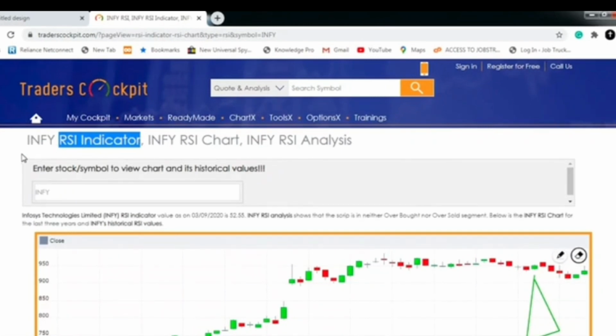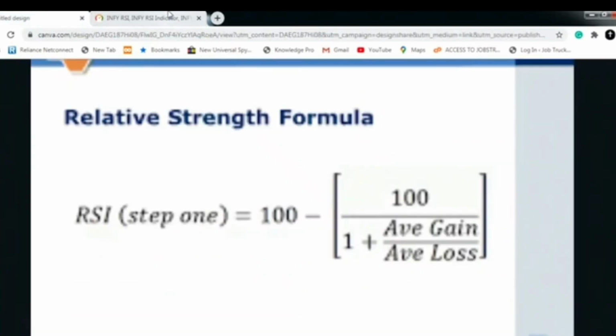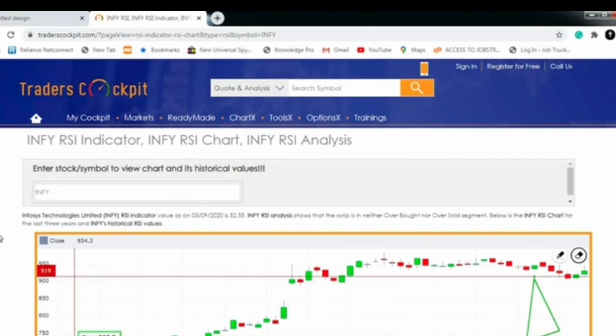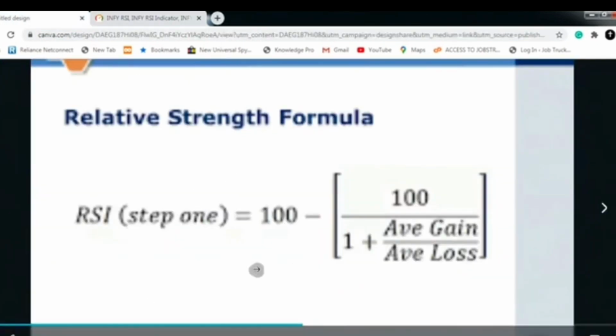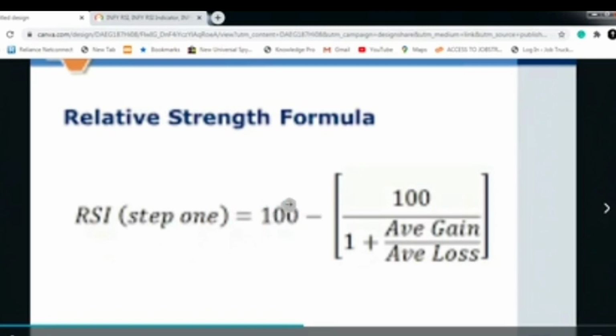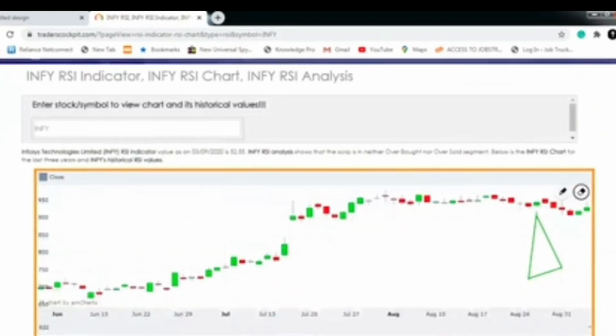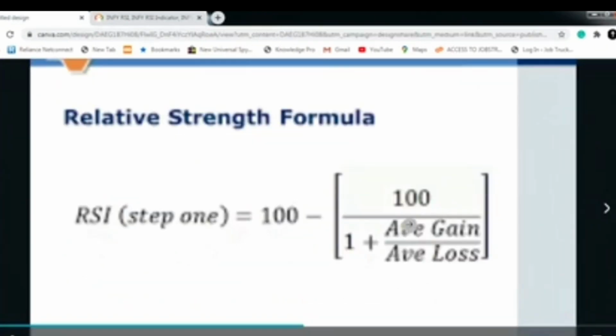So before going deep into it, we will just have a rough idea of the definition of RSI. The formula is 100 minus (100 divided by 1 plus average gain divided by average loss). Usually we take a 14 days time span. Average gain is the gain that happened in the 14 days time interval, and average loss is the loss that happened in that 14 days interval.